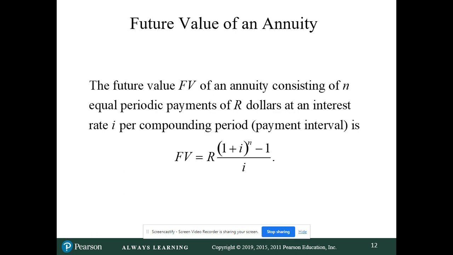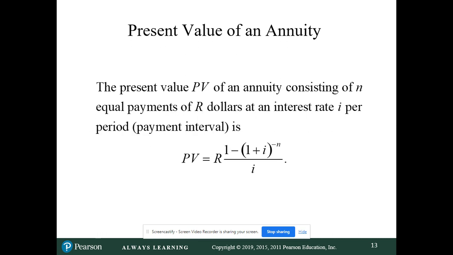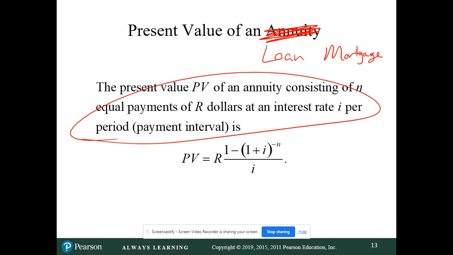Future value of an annuity. Future value is how much money you are going to have in the future if you invest so much per month for so long. And present value of an annuity, this should say like a loan or a mortgage, is how much am I going to have to pay for like a $700,000 house per month if the interest rate is that and I put this much down and so on. These are real life things that you need to know.